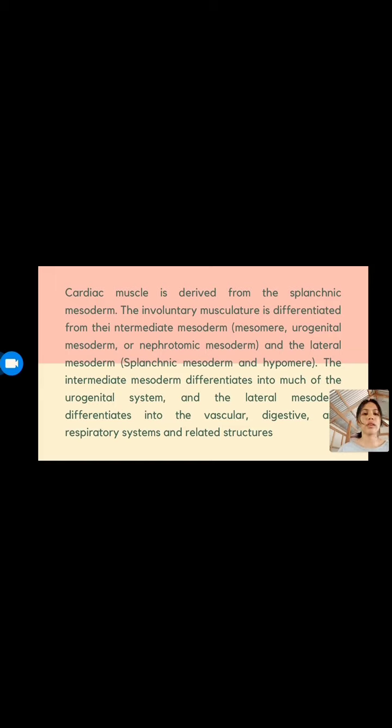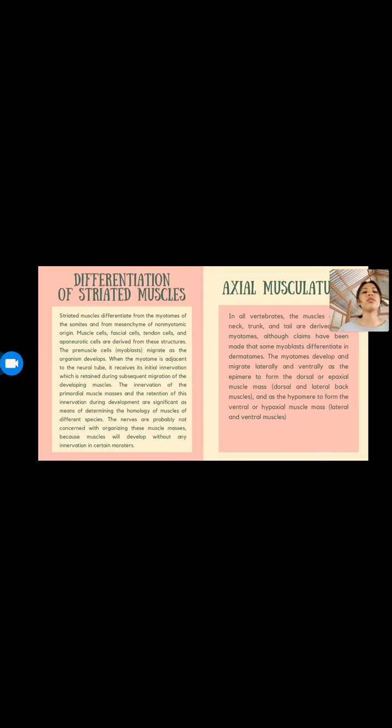The intermediate mesoderm differentiates into much of the urogenital system. And the lateral mesoderm differentiates into the vascular, digestive, and respiratory systems and related structures. Let's move on to the differentiation of striated muscles. The striated muscles differentiate from the myotomes of the somites and from mesenchyme of the non-somitic origin. Muscle cells, fascial cells, tendon cells, and aponeurotic cells are derived from this structure.